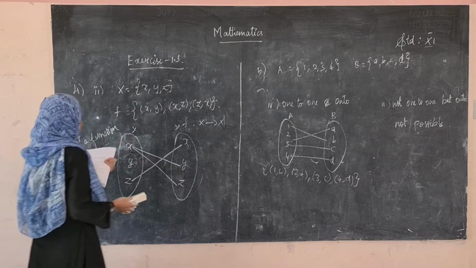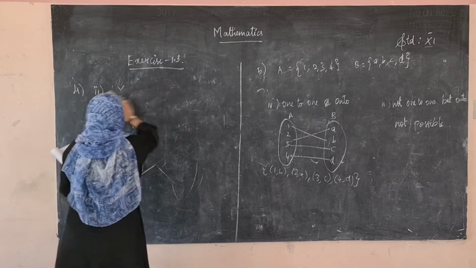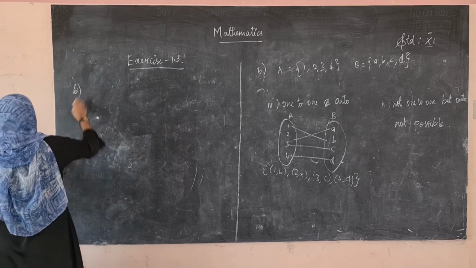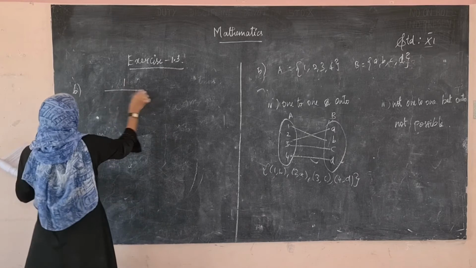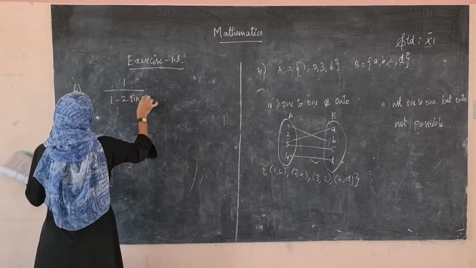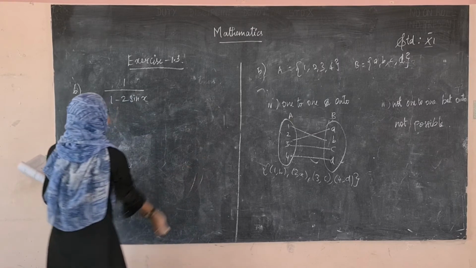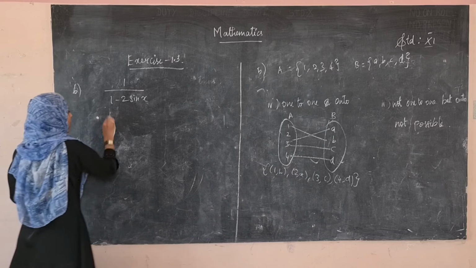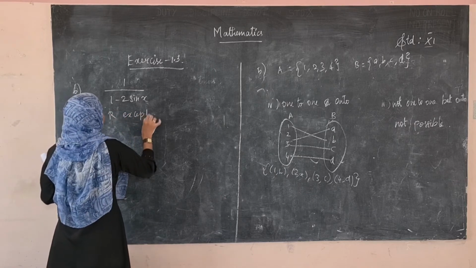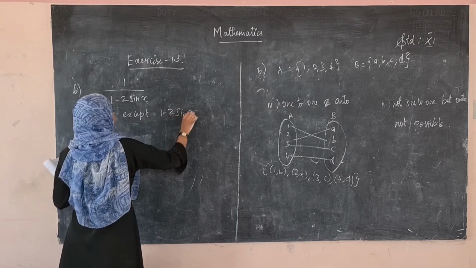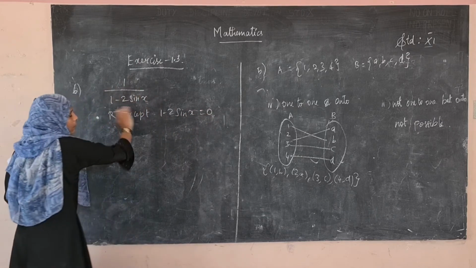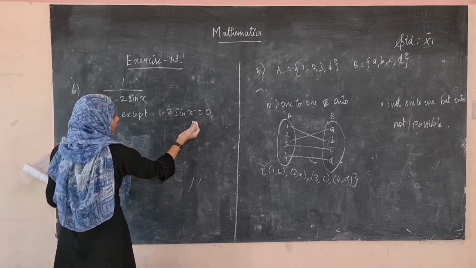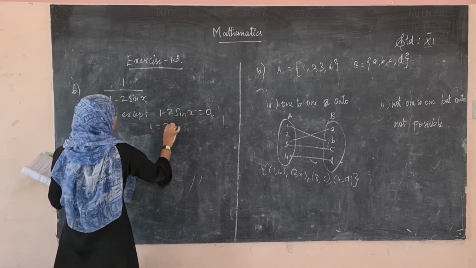Now, the sixth sum. Find the domain of 1 divided by (1 minus 2 sin x). We have seen a sum like this in the example. The domain is R, but from that we are going to exclude the values for which 1 minus 2 sin x becomes 0, right? If it becomes 0, the whole term becomes undefined. So, take 1 minus 2 sin x equal to 0, which means 1 equals 2 sin x.